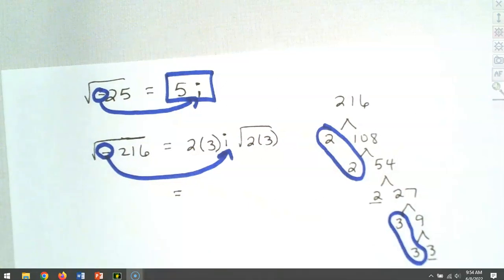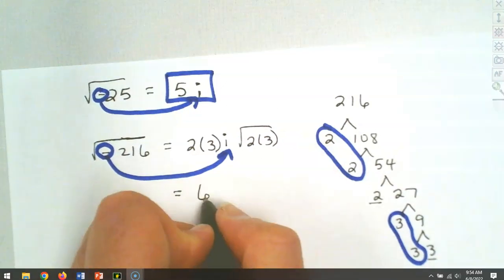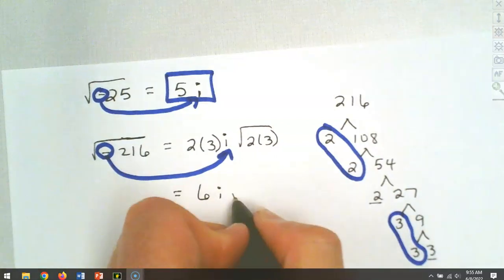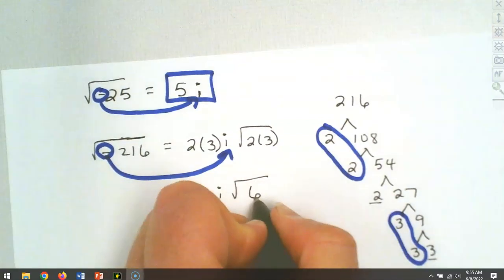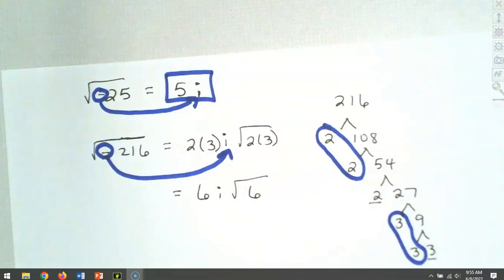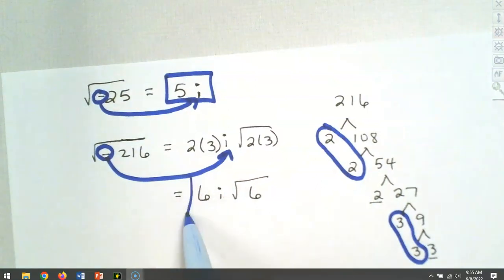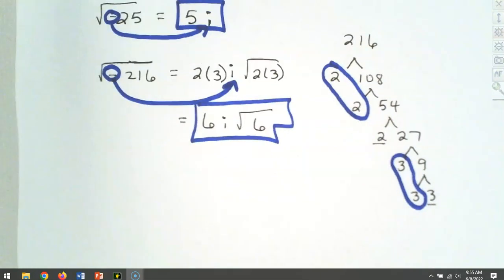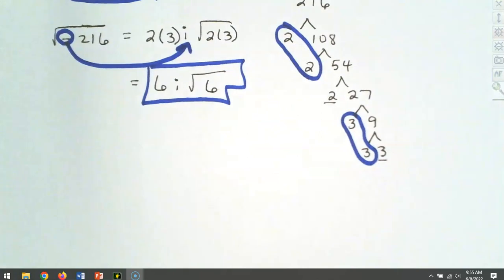And now we can finish it. 3 times 2 is 6. The i is in front. Make sure that i is in front of the root. And 2 times 3 is a 6 inside. So the square root of a minus 216 is 6i square root of 6.